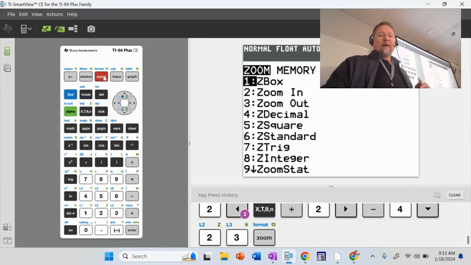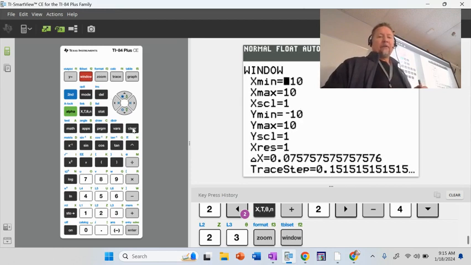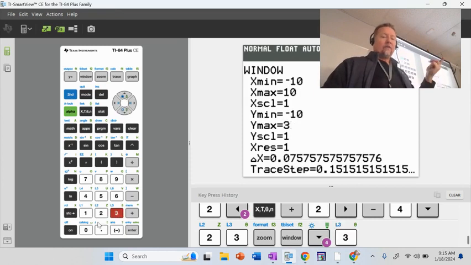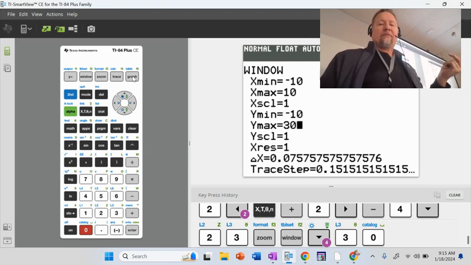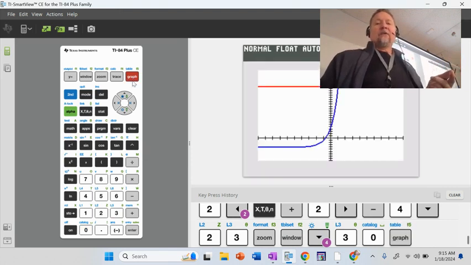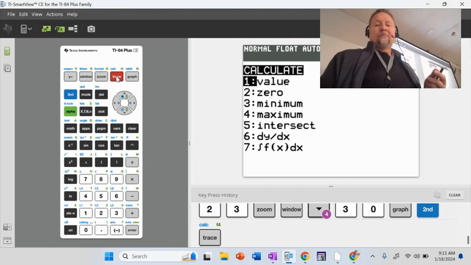Well, I already know my window is not going to be good enough. So 23 is how high the y equals is. So I'm going to go past that, say y equals 30 for the max. Then I'll get where that's located there. Okay, so I did get 1. So second, calculate.